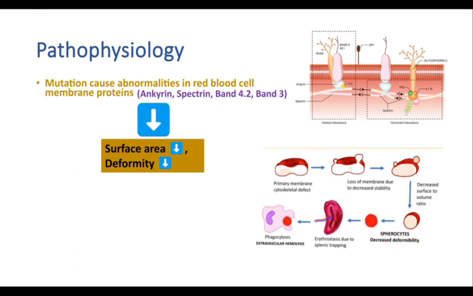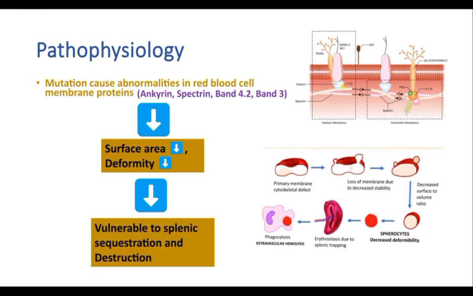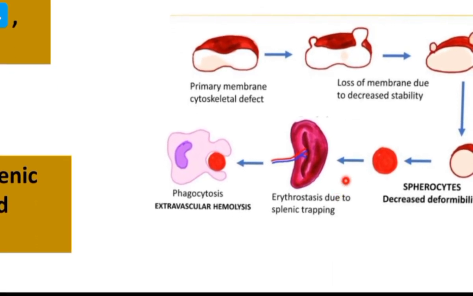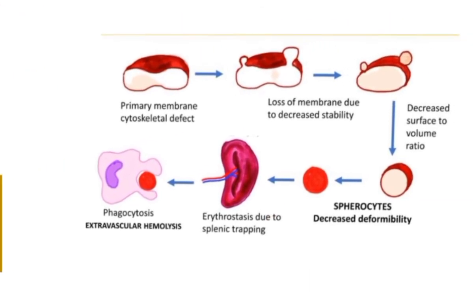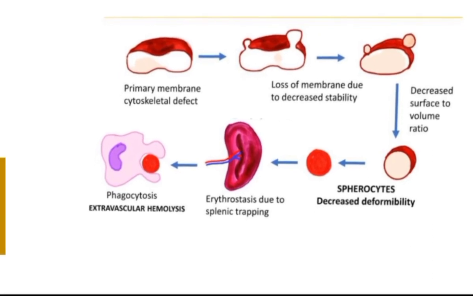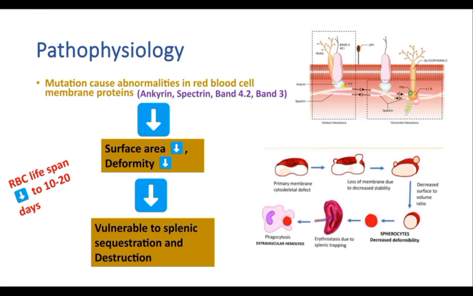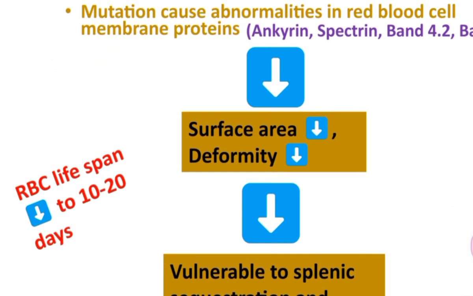It's the superhero trying to clean house by getting rid of abnormal cells, but with an abundance of cells, the spleen works overtime. Then what happens? We will discuss more in the next part. Here the RBC lifespan is decreased to 10 to 20 days from 120 days.